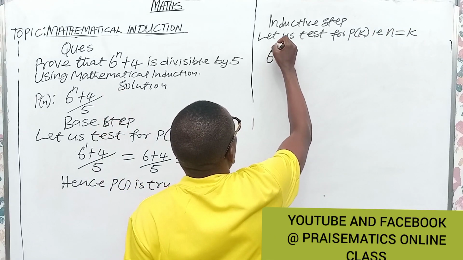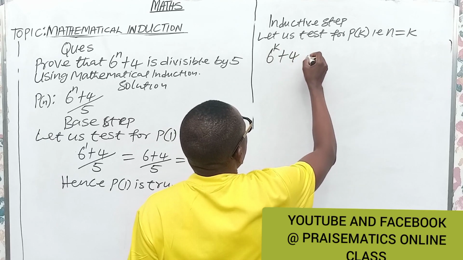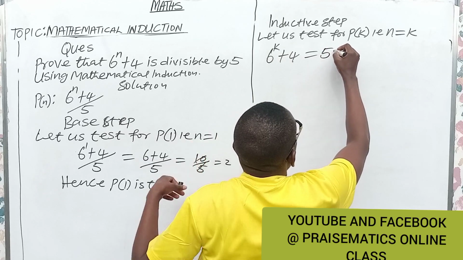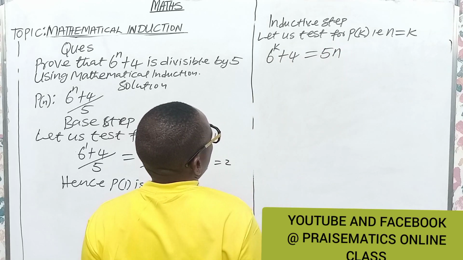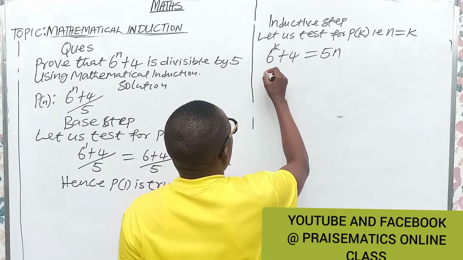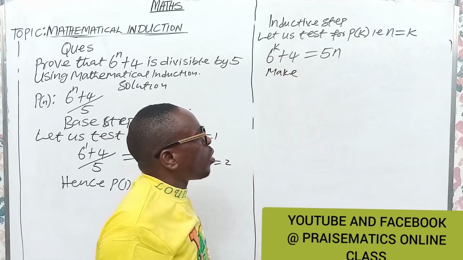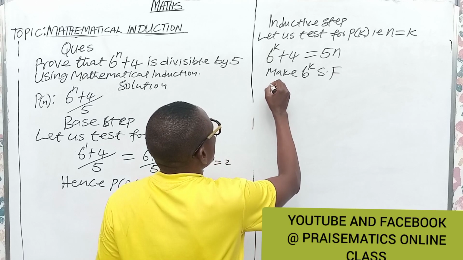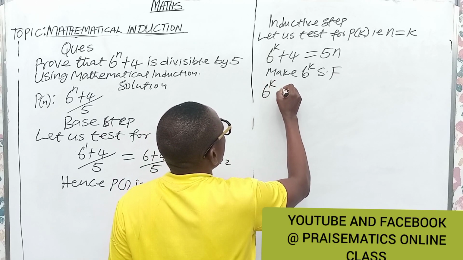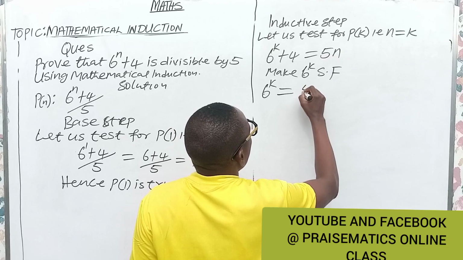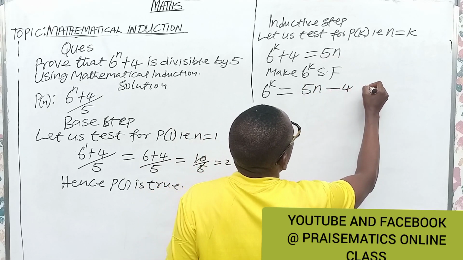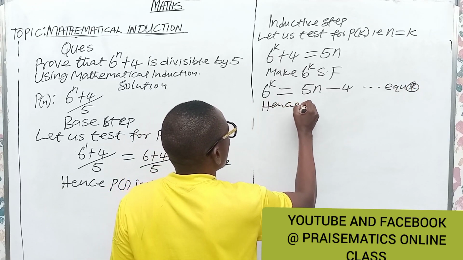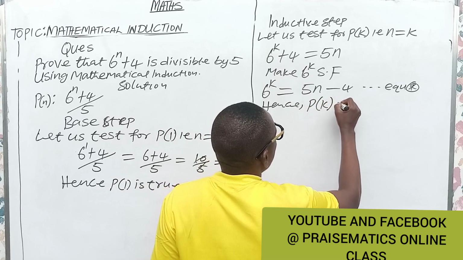We now have 6 raised to power k plus 4 is divisible by, let's just have it as 5n. Now make 6 raised to power k the subject of the formula. So we now have 6 raised to power k is equal to, this 4 will cross the sign of equality, 5n minus 4. Call it equation star. You can now say hence P of k is true.